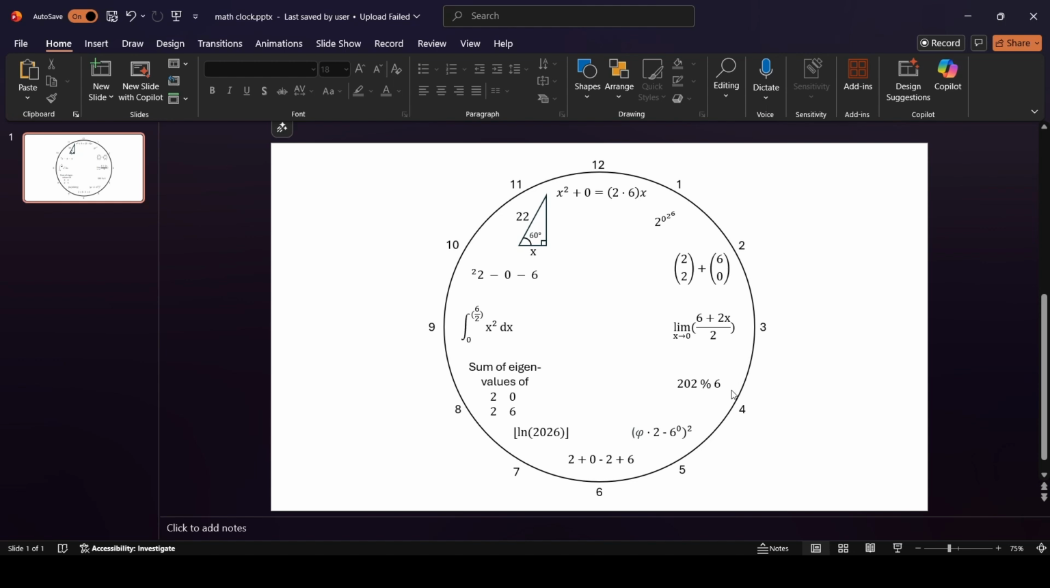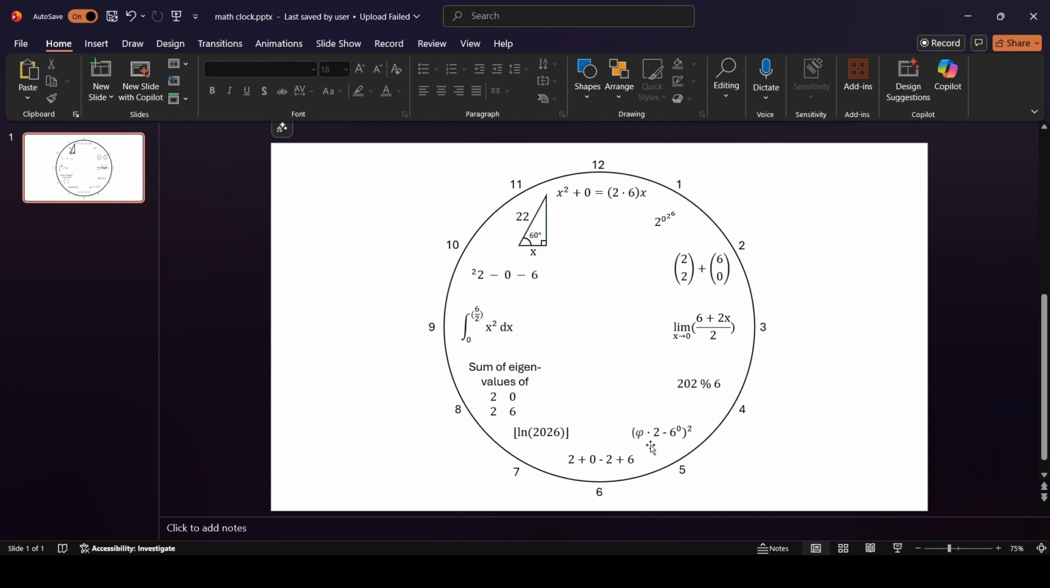So for number 4, as Dr. Zai explained in the original video, this percentage sign is used to represent the remainder function. So if you divide 202 by 6, your remainder is equal to 4, and that's why that is equal to 4.